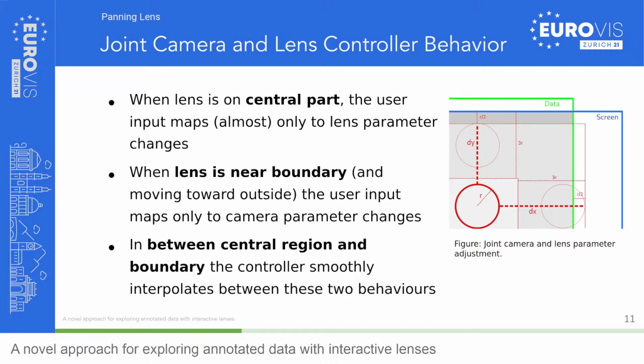When the lens is in the central part, the user input maps almost only to lens parameter changes, and the lens follows the user. When the lens is at the boundary and moving towards it, the lens remains fixed in the screen space, and the camera moves in the desired direction. In between these two extremes, we smoothly interpolate between these two behaviors. As a result, the user can fully explore the dataset while just controlling the lens, without any mode switch and never leaving the focus and context condition.